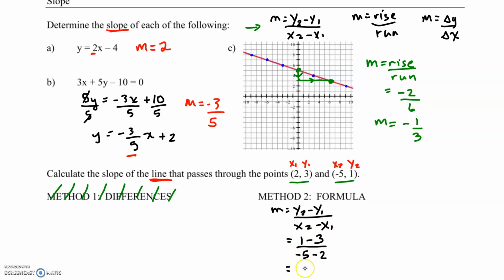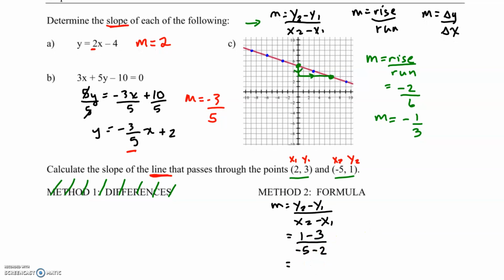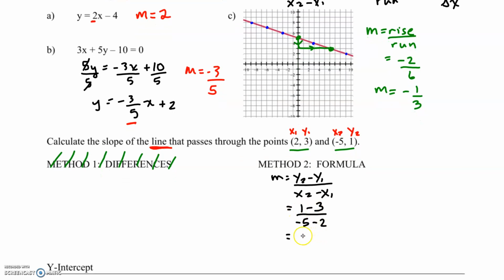So 1 minus 3, I'm actually going to just move this a little bit so I have more room. 1 minus 3 is -2. -5 minus 2 is -7. And we always want to put our slope in lowest terms. So 2 negatives we know would be a +2 over 7.